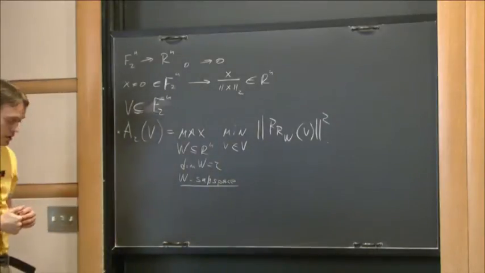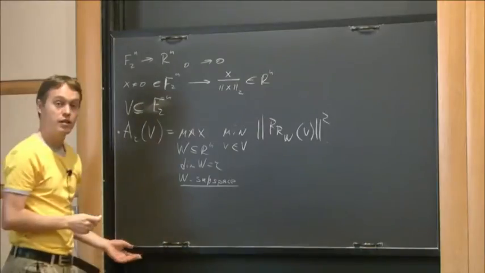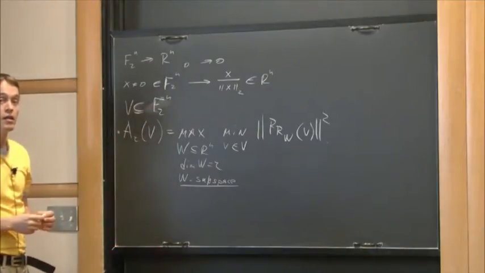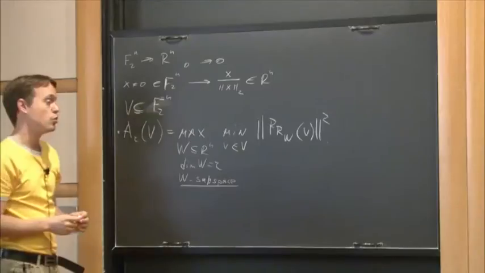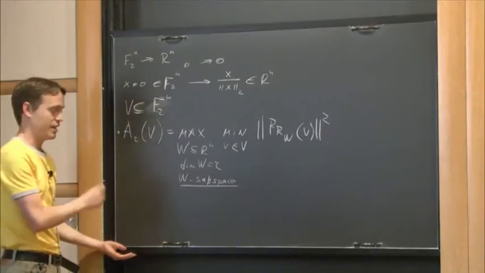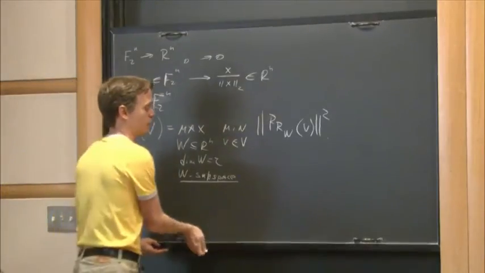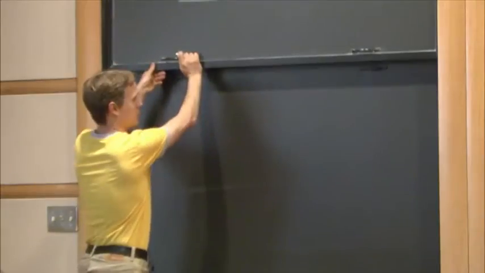So if V is the entire F2 to the n, you get 0. No, let's exactly do that. So that's where it starts.